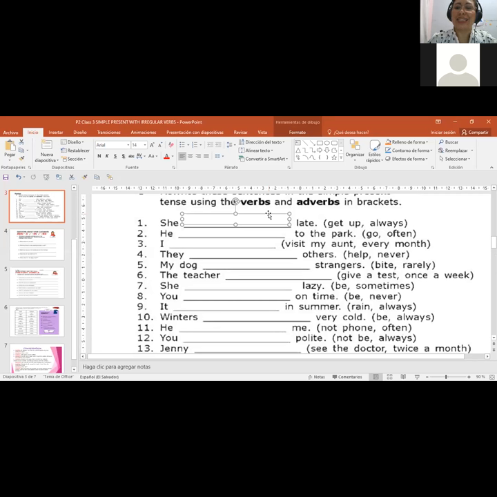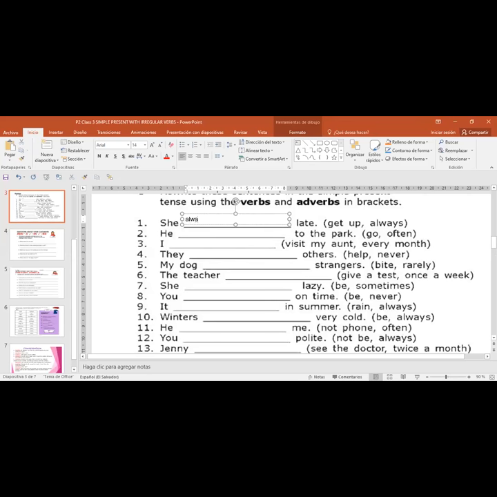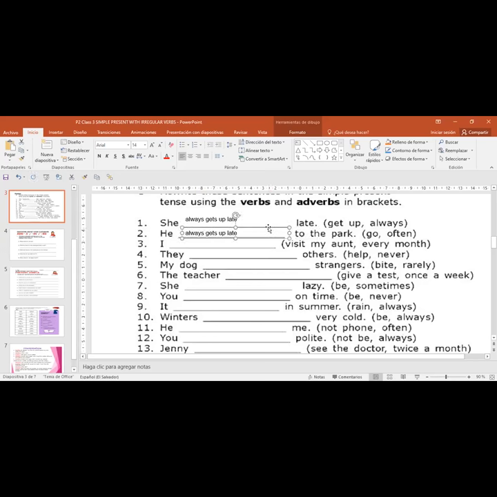Number one, she. Do we have a volunteer for number one? Vamos a ver. She always gets up late. Okay, she always gets up late. Y le agregamos la S, ¿verdad? Porque estamos hablando de she, third person singular, tercera persona singular. Thank you, Ever. So, volunteer for number two, he.